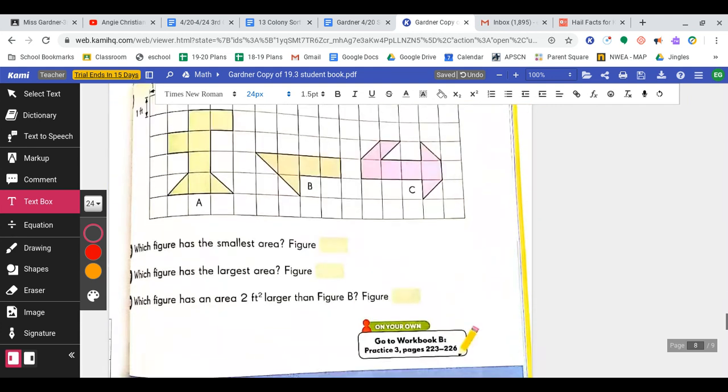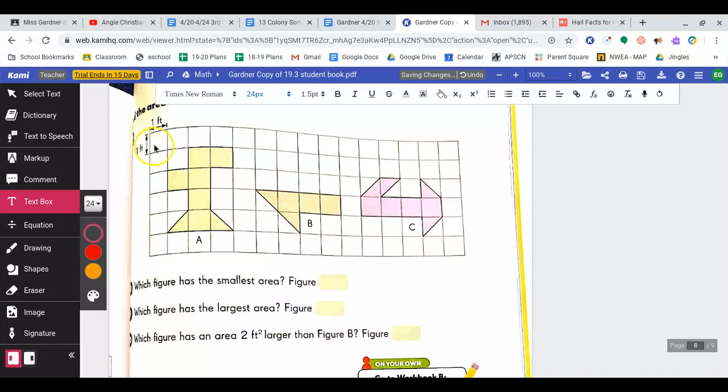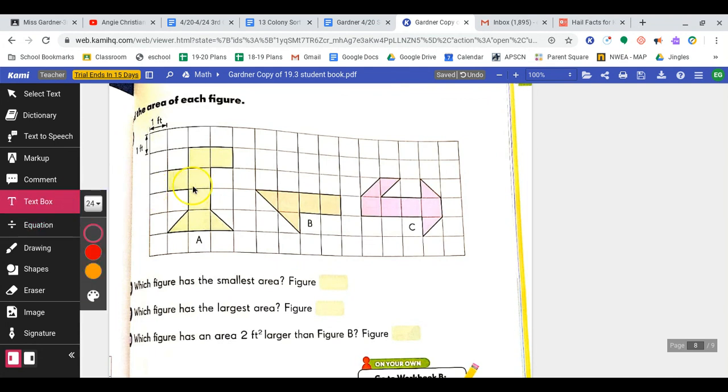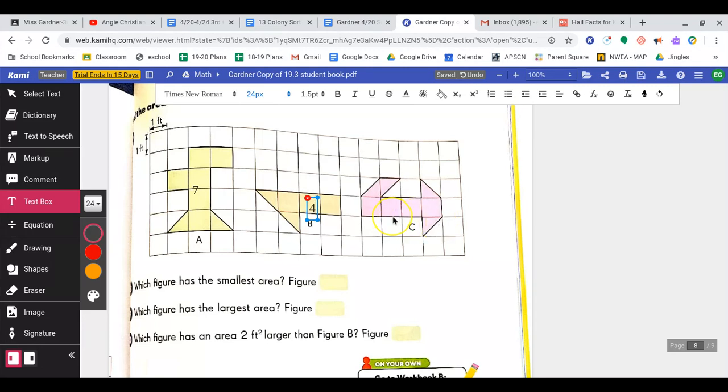Okay. And now find the area of each figure in a square foot, similar to what we just did. 1, 2, 3, 4, 5, 6, 7. 7 square feet is figure A. This one is 1, 2, 3, plus 2 halves, 4 square feet for figure B. And figure C is 1, 2, 3, 4, 5, 6. 6 square feet. Those two triangles always make 1.